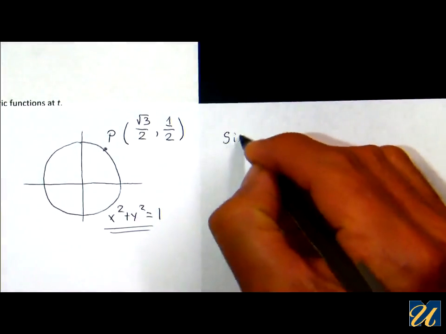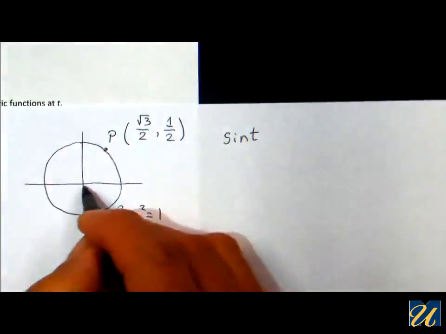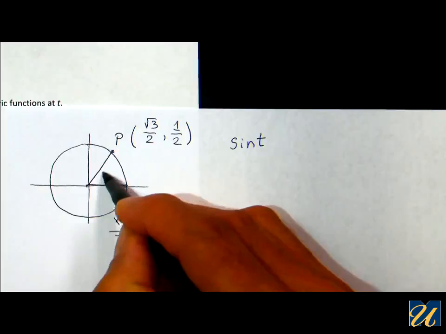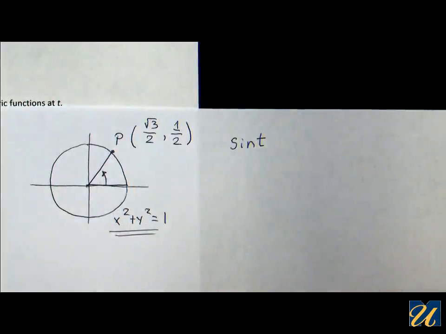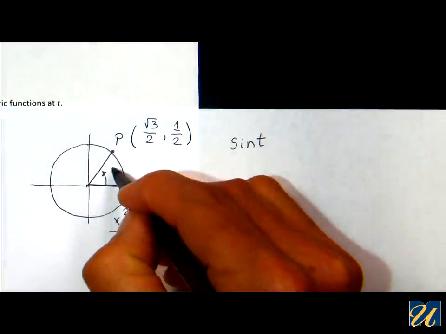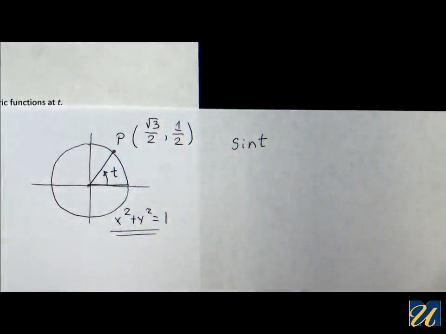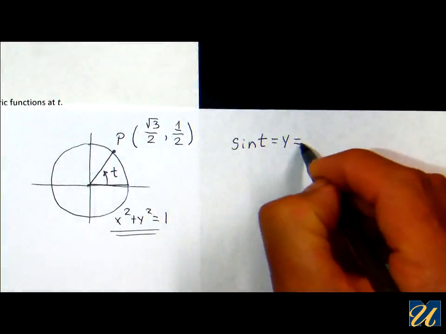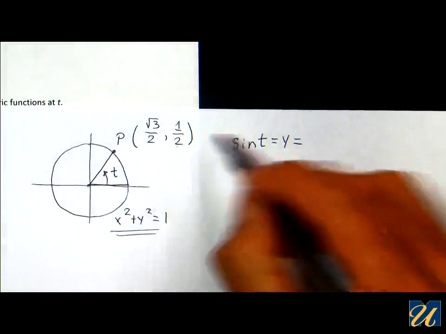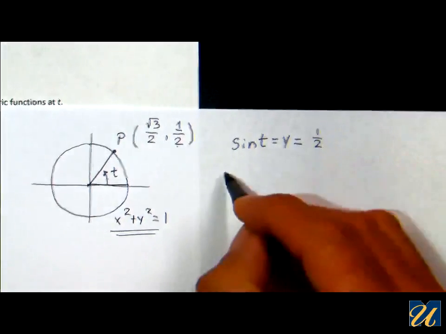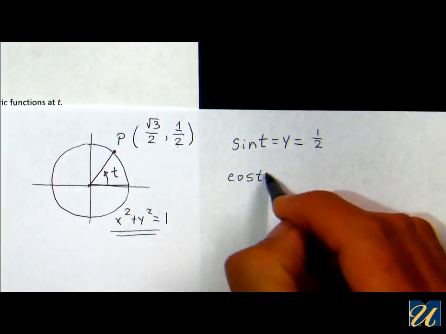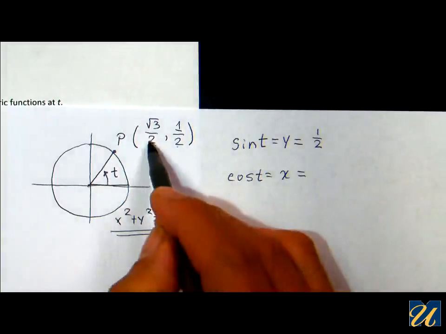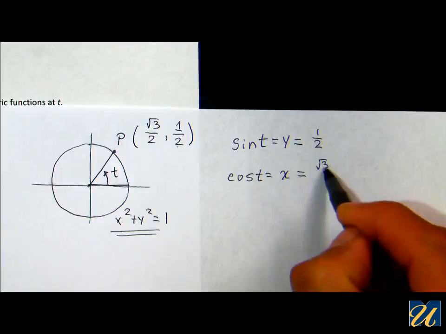The sine of t, so t would be the amount of that measure right there. Think of that as a rotation. Sine of t is given by the y-coordinate of point P. Refer to the y-coordinate of point P, and you get 1/2. The cosine of t is given by the x-coordinate of point P. The x-coordinate of point P is square root of 3 divided by 2.